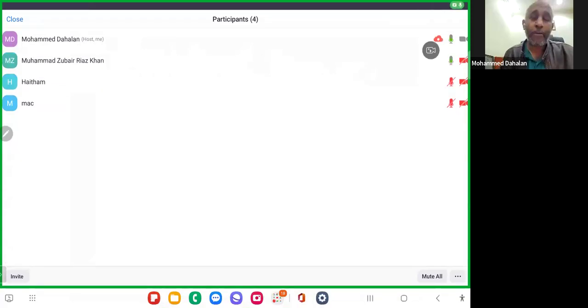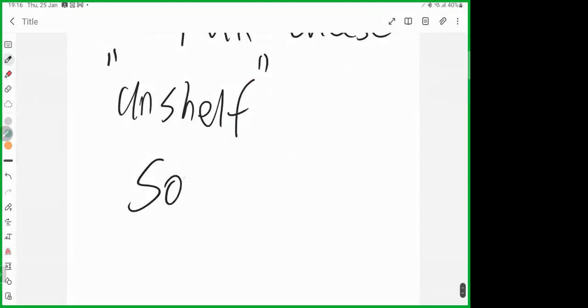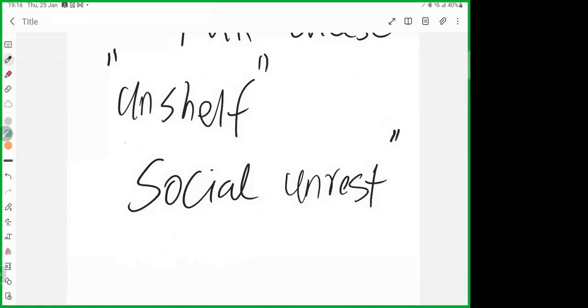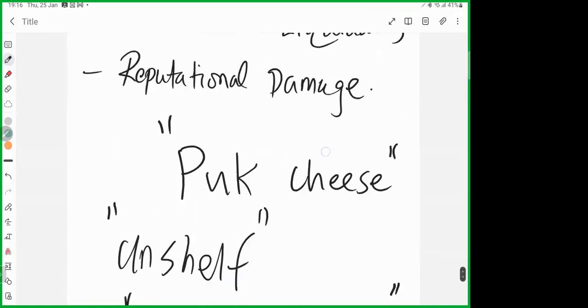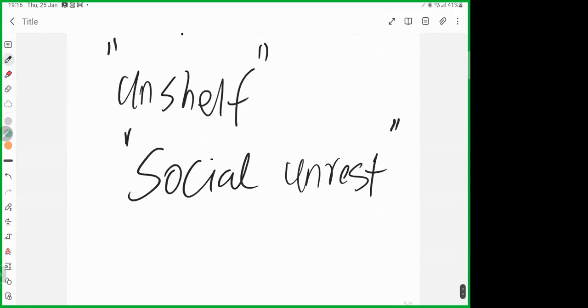So this is what I'm trying to say. Reputational damage can kill the business in no time. No matter how good and best you are, if you are creating social unrest, then this will lead to shutting down the business, and that will also lead to a going concern issue. Understand?